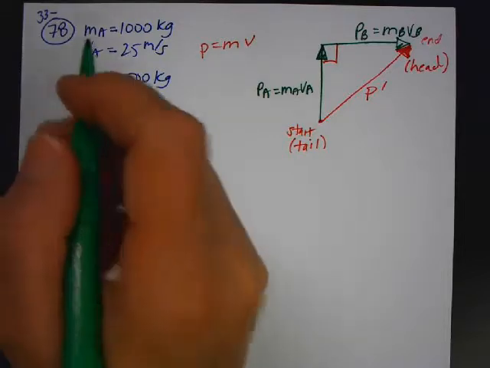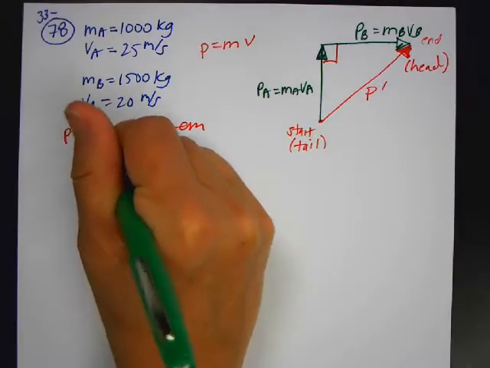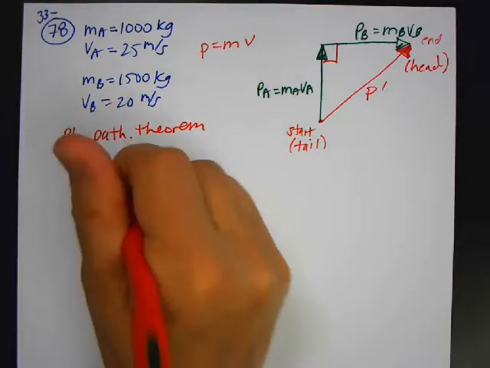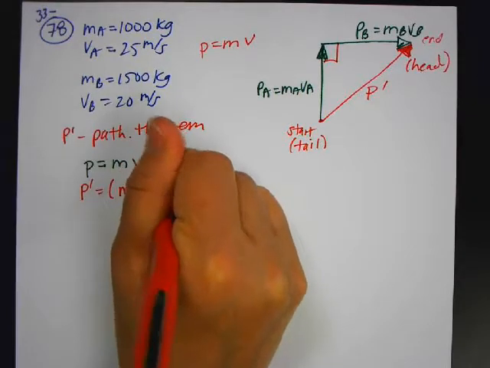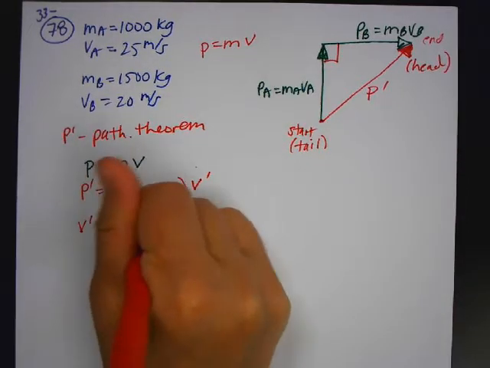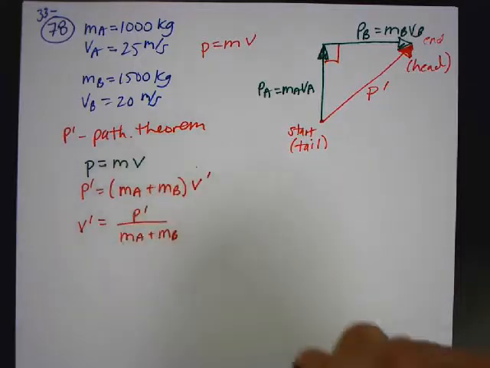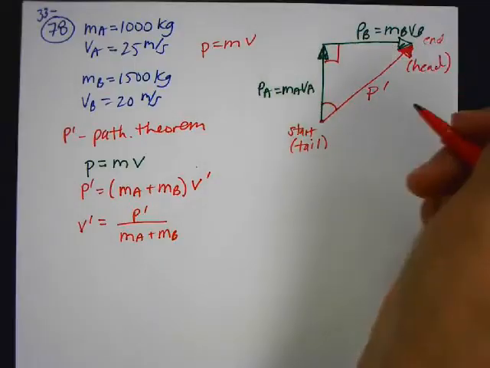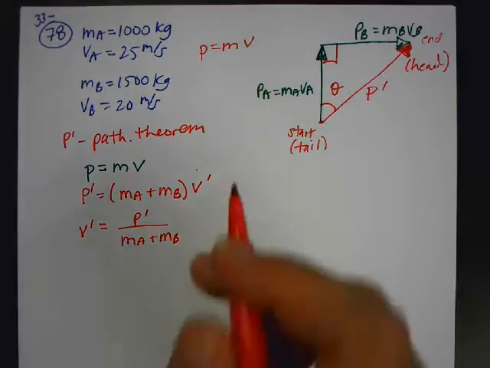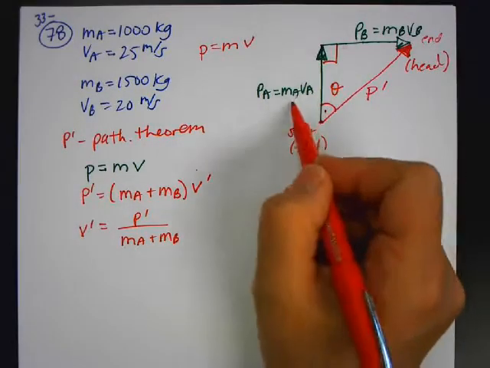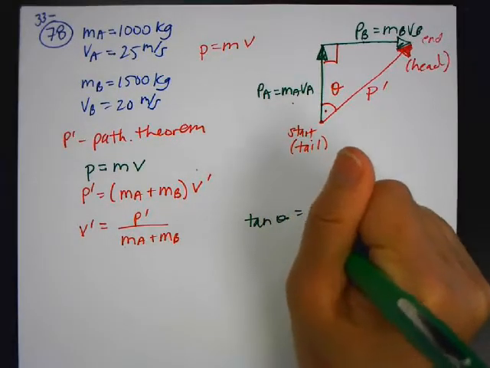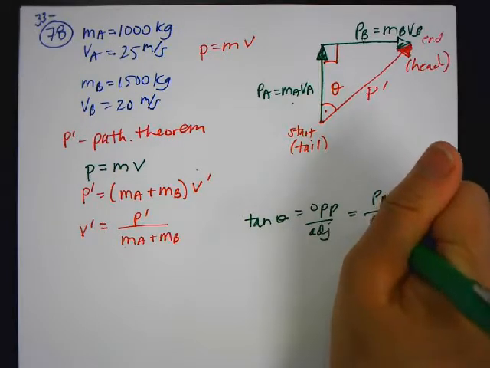So because I want to find the velocity after the collision, my definition of momentum is mass times velocity. After the collision, my momentum is P prime. My mass is the combined mass of MA plus MB, and then I want to find V prime. So if I rearrange this, the velocity would be P prime over MA plus MB. And when I want to find the angle, you always measure the angle from the tail of the resultant. So it would be easiest to do it in the triangle. If I want to find this angle, I know opposite and adjacent. So tan of theta is opposite over adjacent, which is PB over PA, and that's how I would find the angle.